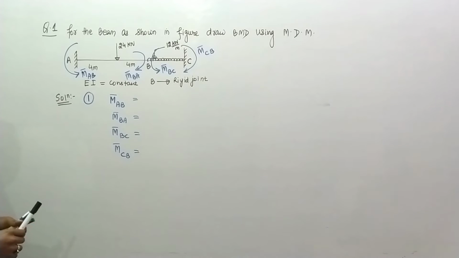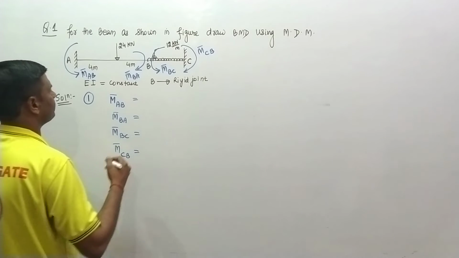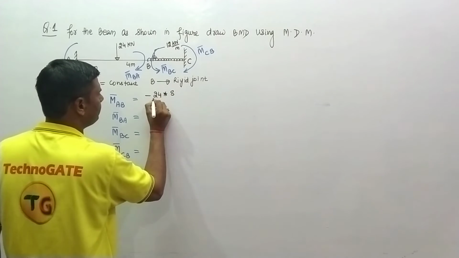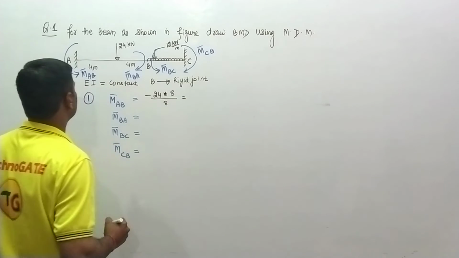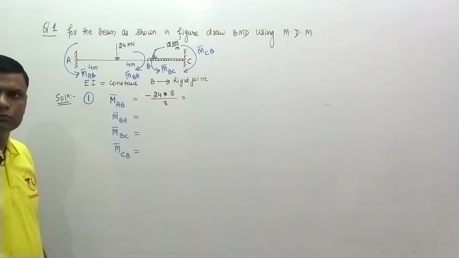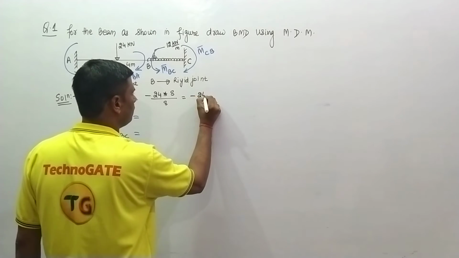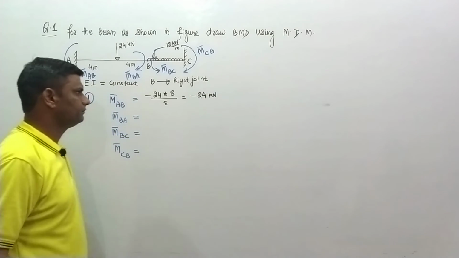In the AB span, the value is minus PL by 8. Minus of P, the total span is 8, whole divided by 8, because anti-clockwise is taken as negative and clockwise is taken as positive. The value is minus 24 kilonewton meter.